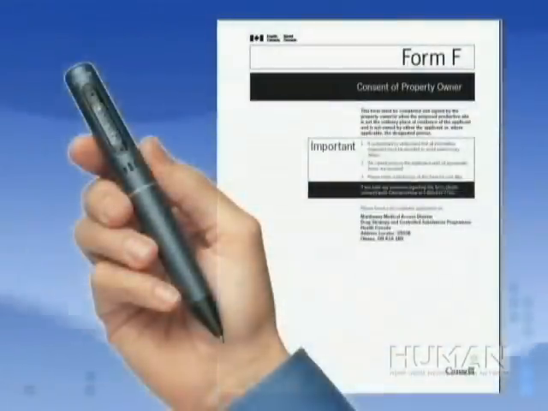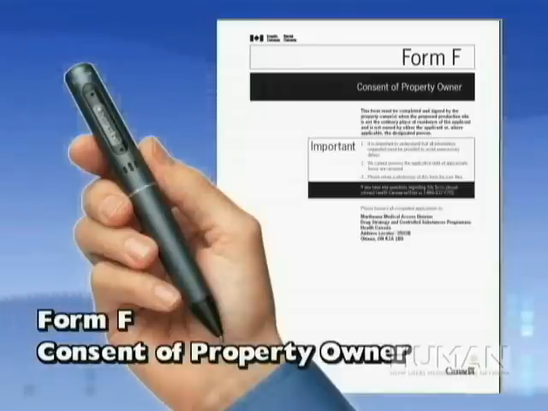If you will be growing cannabis where you live, you do not need your landlord's permission. If you are growing in a place other than where you live, or if your grower is growing in a place other than where he or she lives, permission must be obtained by the person who owns the property where the cannabis is grown. For this, Form F must be completed.